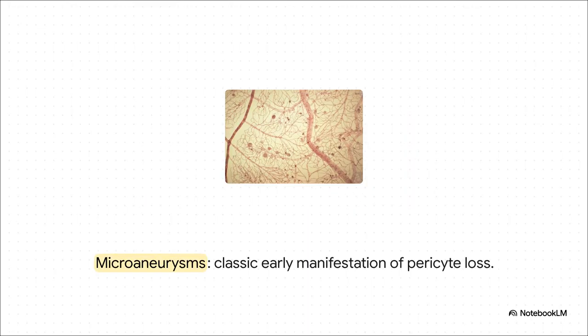So what happens when those vessel walls lose that crucial structural support? Well, they bulge. These are microaneurysms, and they are one of the classic early manifestations of the disease. When a patient complains of a minor vision fluctuation and you see these tiny red dots on your dilated fundus exam, you are looking directly at the macroscopic result of that parasite loss we just talked about.